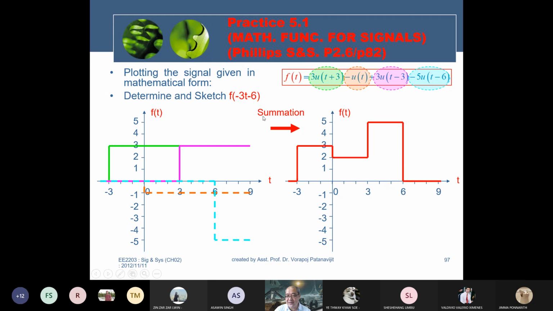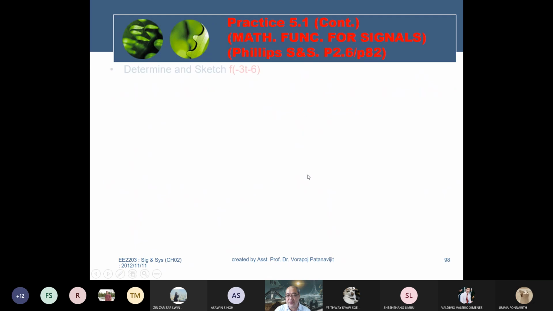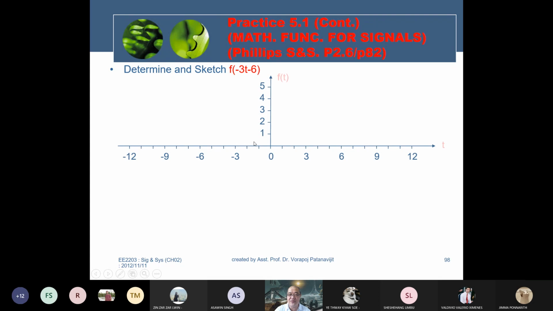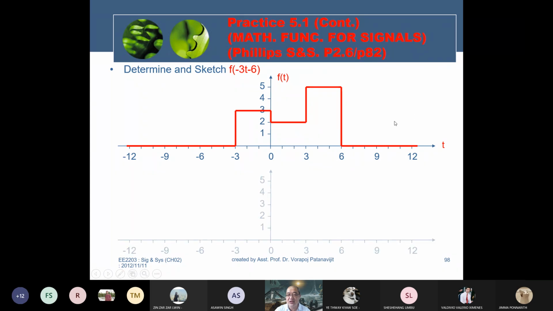After we get f(t) in this graph, we will process the time transform. In this case, we have three transforms: minus represents time reversal, 3 represents time scaling, and minus 6 represents time shifting. We plot the original f(t) first. For this case, you must take the time shifting first. You shift to the right by 6 points.